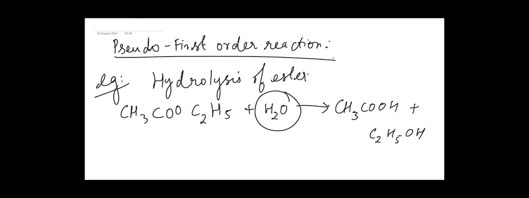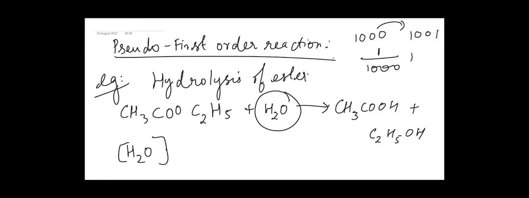So if the concentration of water is sufficiently large, then as the reaction proceeds, there will be no significant change in the concentration of that particular reactant. Let us understand by taking an example. Say suppose we increment the number 1000 by 1, we get 1001. So this doesn't make a very significant change. This is nothing but 1 by 1000. So this 10 power minus 3 is very less when compared to 1.